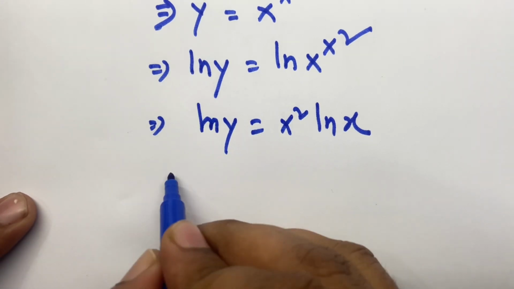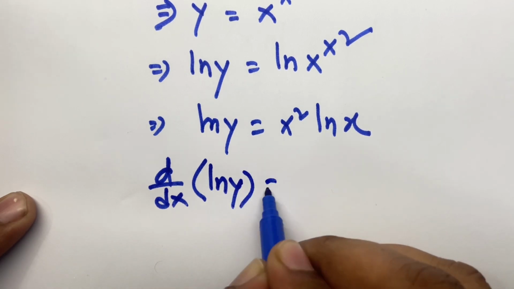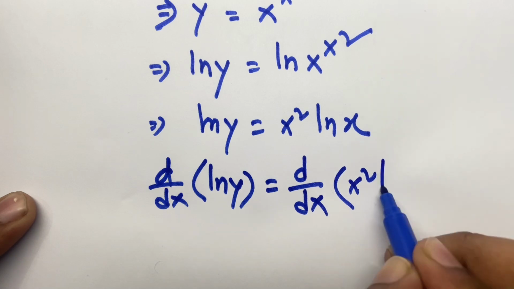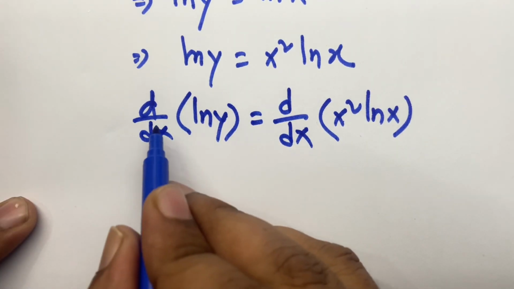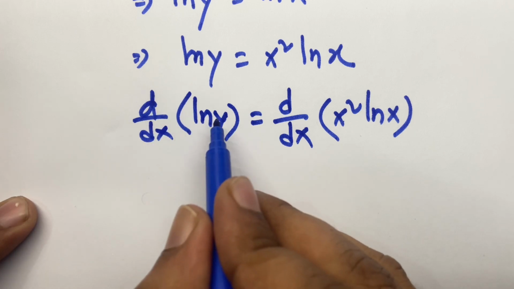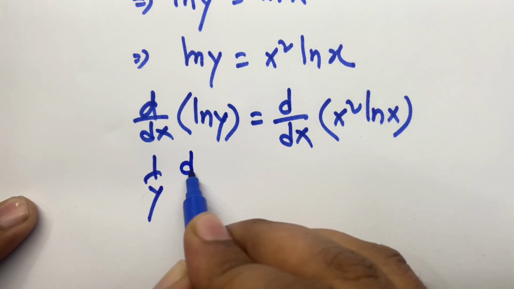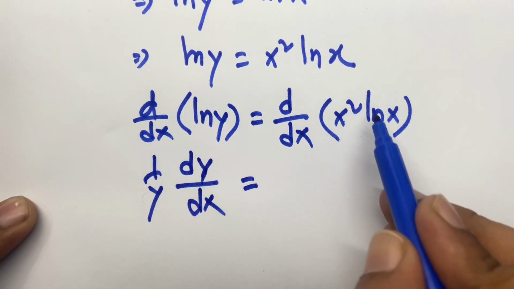This time I can say d/dx of ln y equal to d/dx of x squared ln x. Now here is ln y. I can say the derivative of ln y equal to 1 by y times dy by dx. Now here is x squared ln x.